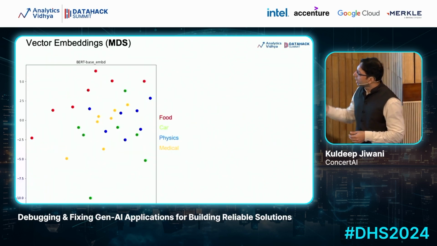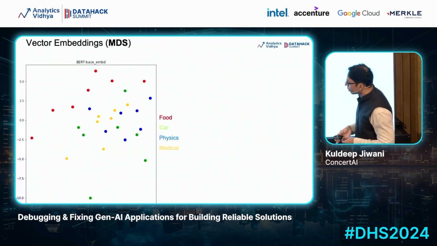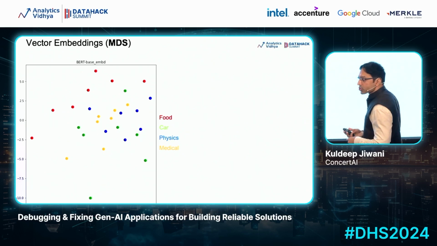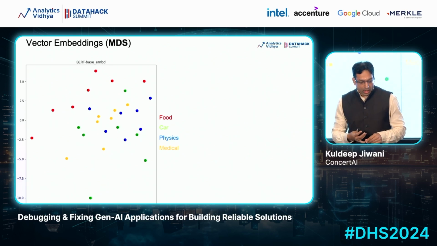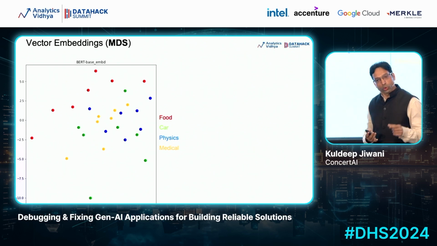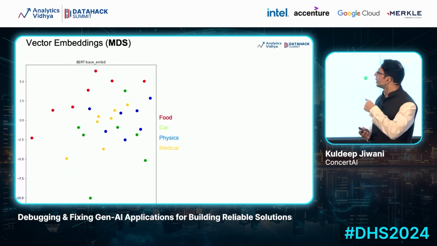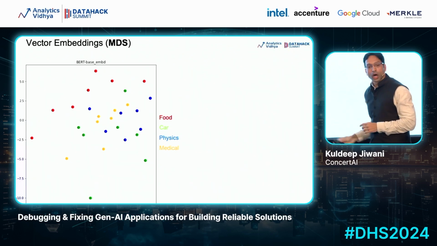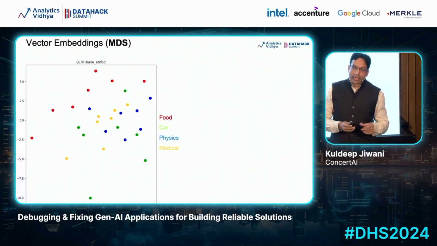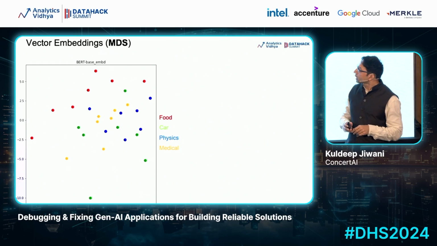So I'll come back to my example, right? That food, car, physics, and medical. Earlier I showed you a confusion matrix, right? Of the distances. Now I'm plotting those 28 sentences into an embedding, right? This time it's MDS. It's a distance preserving manifold, right? So points which are closer are actually close in the high-dimensional space also. The far points are far.